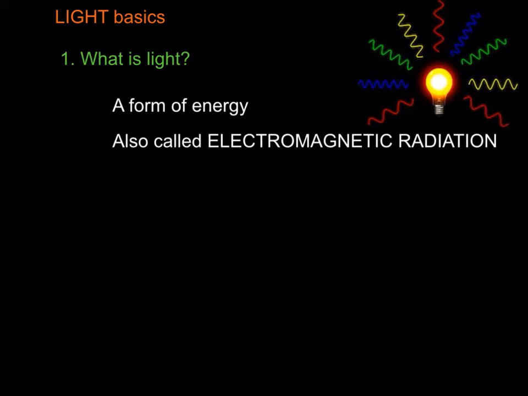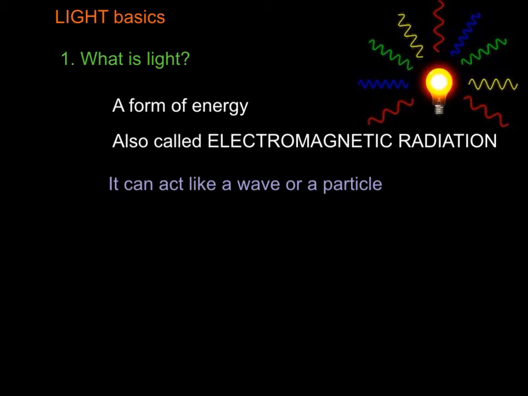Well, light is a form of energy. It's also called electromagnetic radiation. And light actually travels through the air in waves, a lot like sound, only sound travels a lot slower than light. Some forms of light are visible, like the kind of light that comes from the sun or a light bulb. And some kinds of light are invisible, like radio waves, X-rays, ultraviolet rays, infrared radiation. These are invisible forms of light.